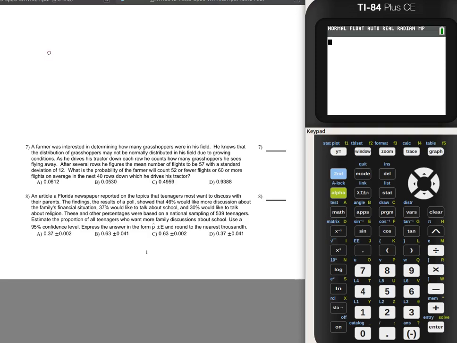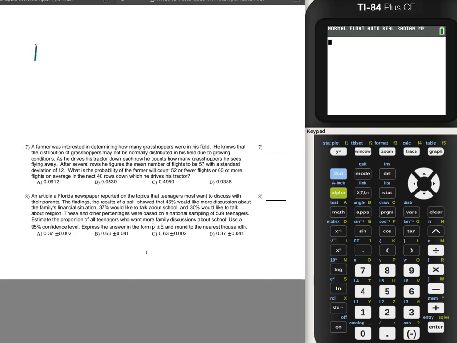Hello everyone, I just want to show a quick solution that was requested for number 7 and 8 on the test that you just took, test number 3. Number 7 is talking about a farmer and grasshoppers. He knows the distribution of grasshoppers may not be normally distributed in his field, but that's not going to be a problem for us. He's driving down the rows, counting the grasshoppers. After several rows, he figures the mean number of flights to be 57 with a standard deviation of 12.